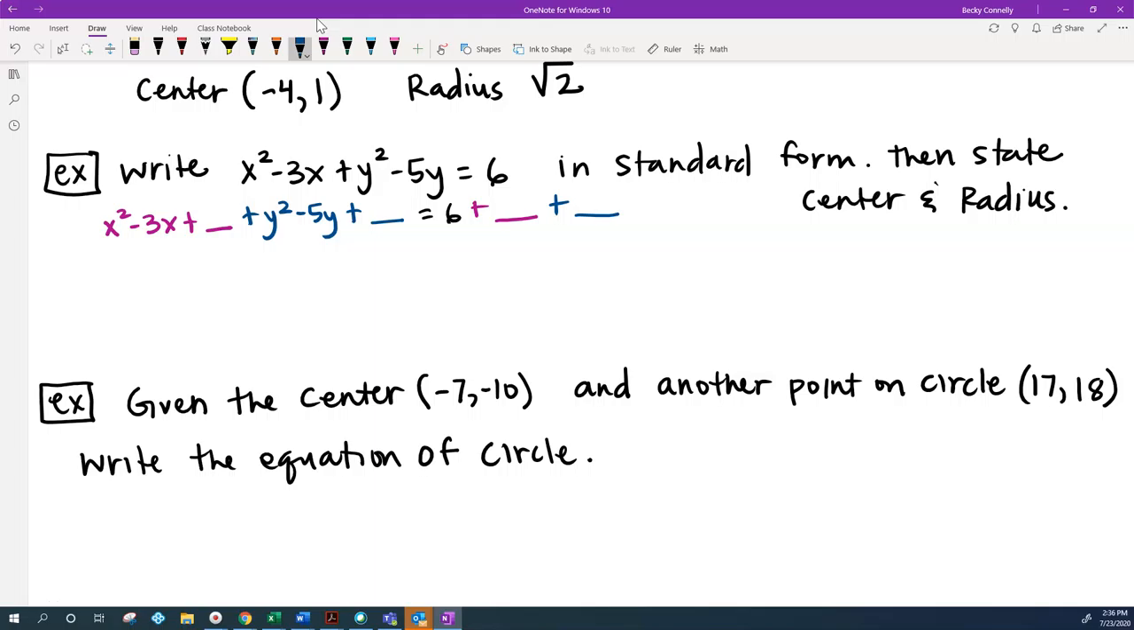All right, so for me, I like putting these blanks in. I think it just helps keep things organized a little bit better. And just remember, whatever you add to one side, you got to add to the other side of this. Now on this one, we end up getting some decimals, and that's just fine. Let's go ahead and do this. So if I do -3 divided by 2, that's going to give me -1/2.